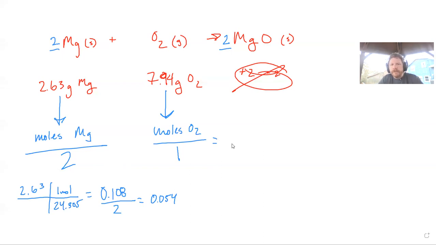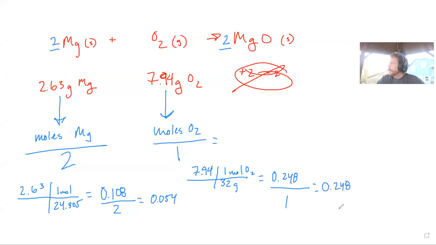Okay, so I have 7.94 grams of O2. Well, O2 has a molar mass of 32. So 7.94, 32 grams is 1 mole O2, this is equal to 7.94 divided by 32 equals 0.248. Well, that's my number of moles of oxygen. Divide that by my coefficient, which is 1, and I get, lo and behold, 0.248.